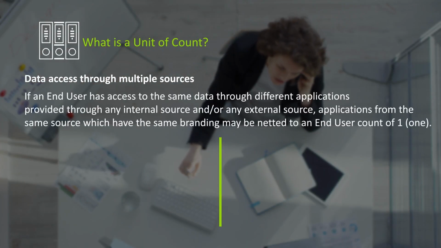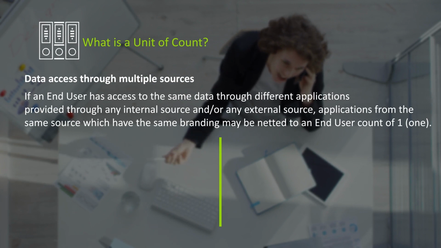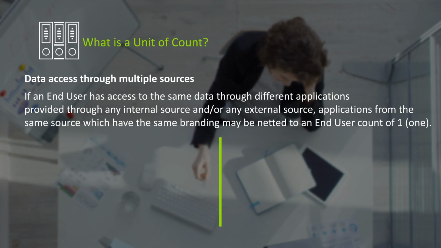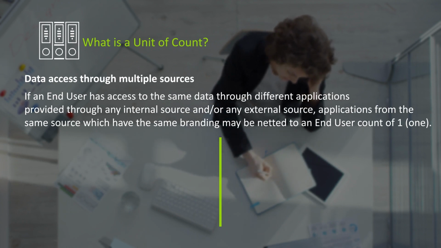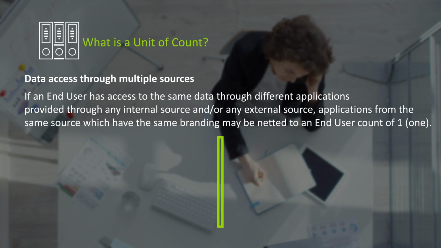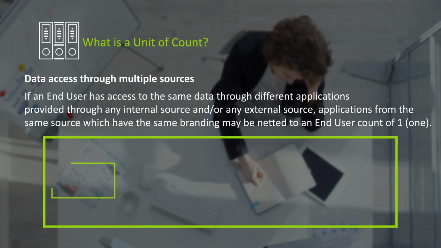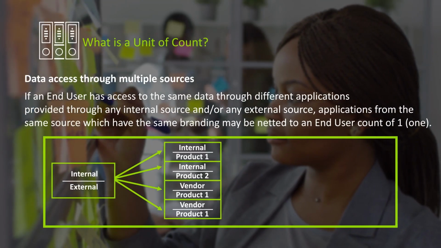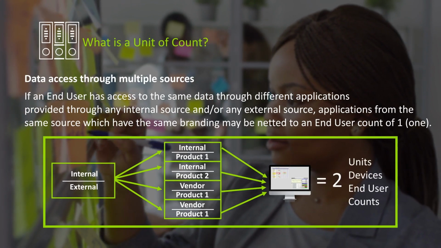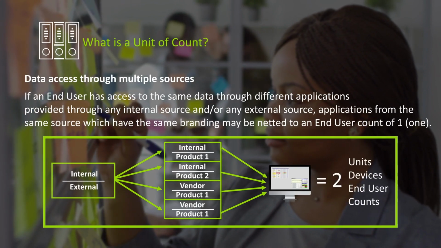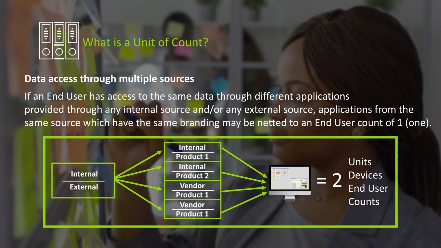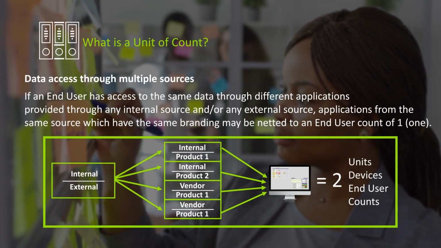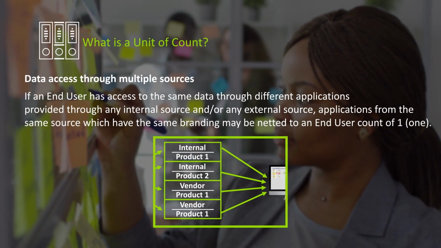If an end user has access to the same data through different applications provided through any internal source and/or any external source, applications from the same source which have the same branding may be netted to an end user count of 1. In the example below, the internal product 1 and internal product 2 coming from internal will be netted as 1, and the external data from the vendor product 1 and vendor product 2 will be netted as 1, and thus the total units will be 2.